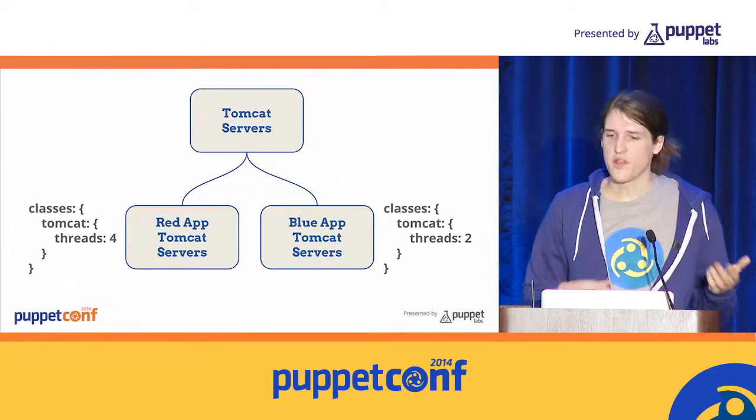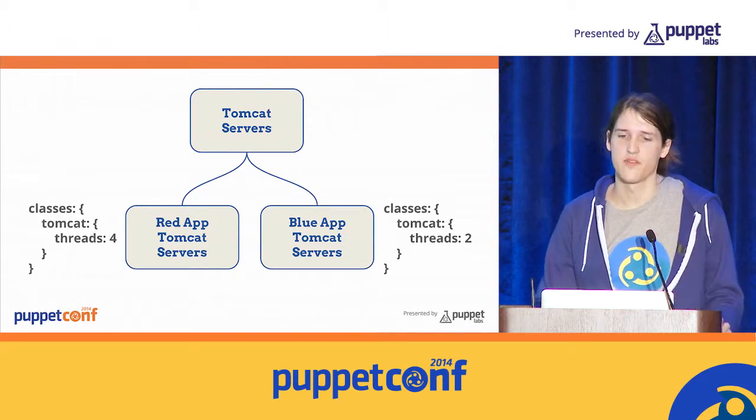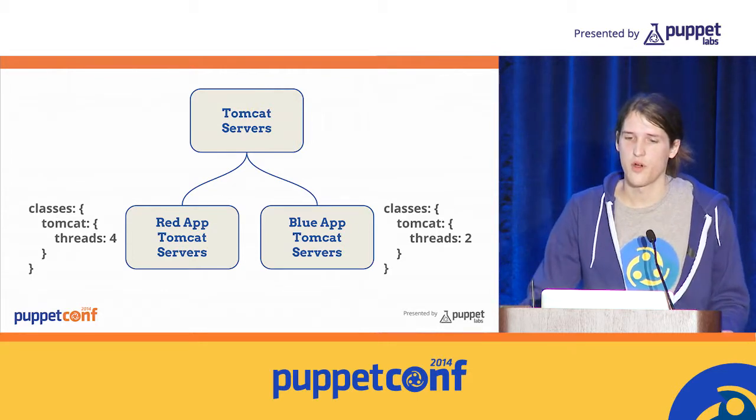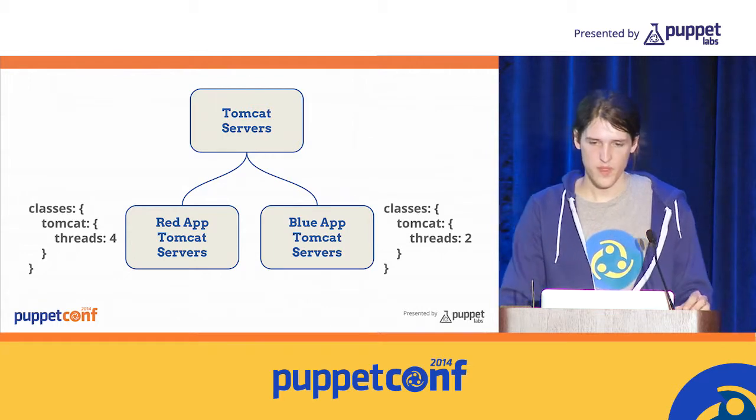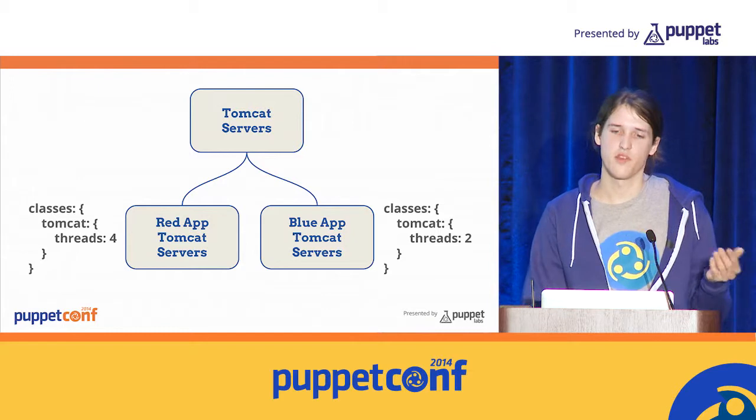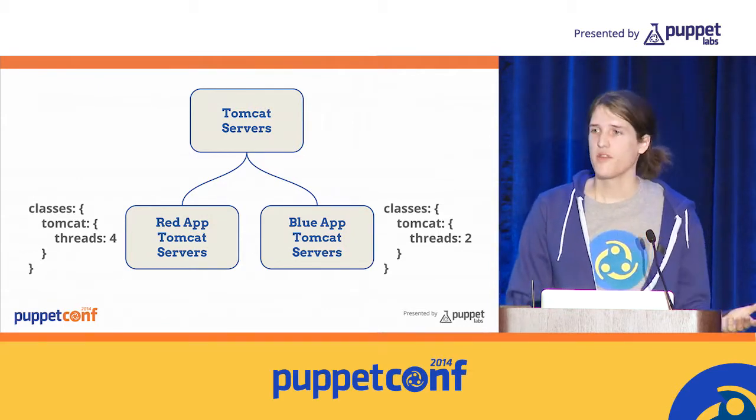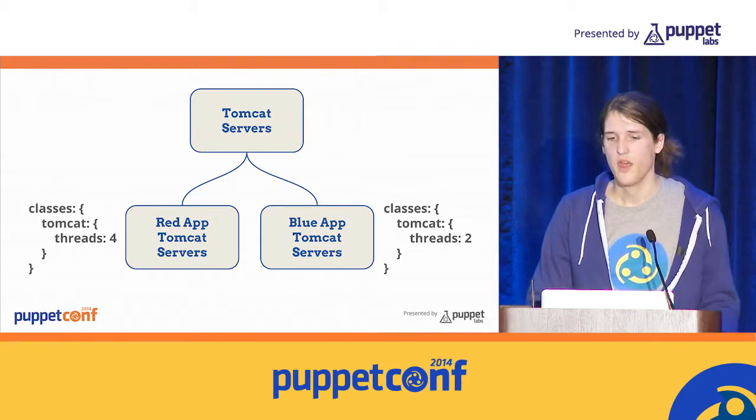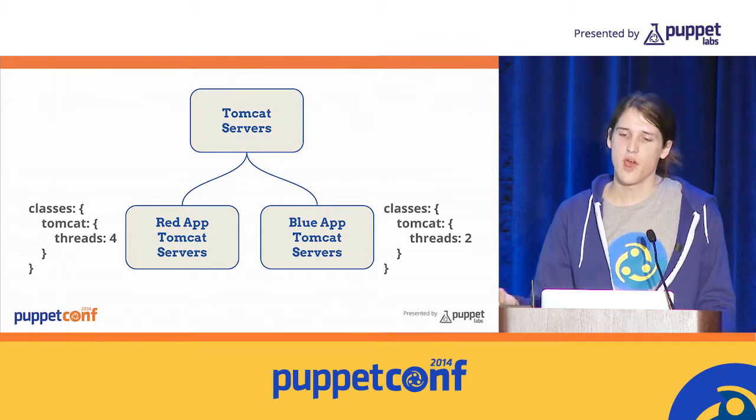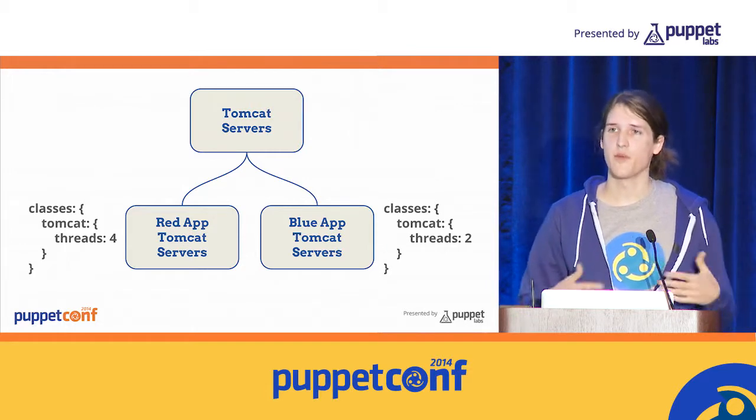So let's look at a more realistic example of a classification composition conflict that you might see. Let's say we have a node group that describes the configuration for all of our Tomcat servers. And then we've created two further children that specify the configuration specifically for the red app and another one for the blue app. Now in production, these are normally deployed separately. So the red app node group can set the Tomcat threads to 4, and the blue app node group can set the Tomcat threads to 3. And as long as these aren't applied to the same node, then we're going to be fine.